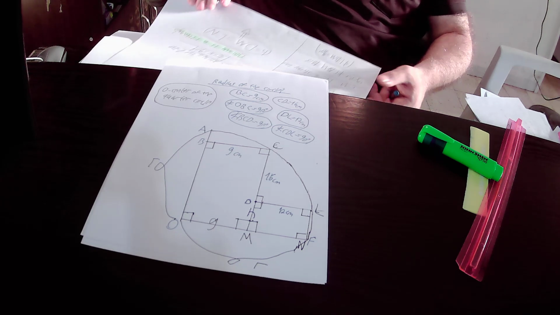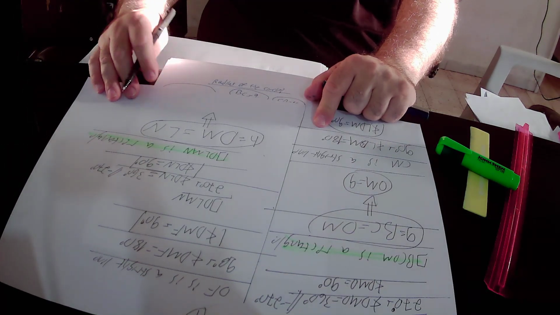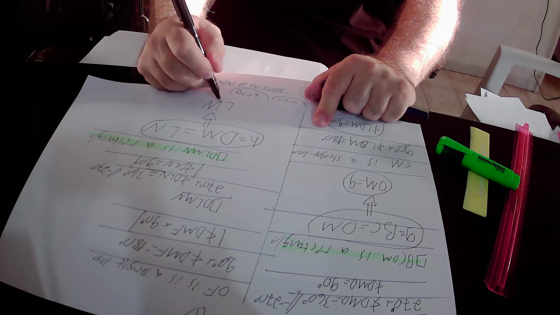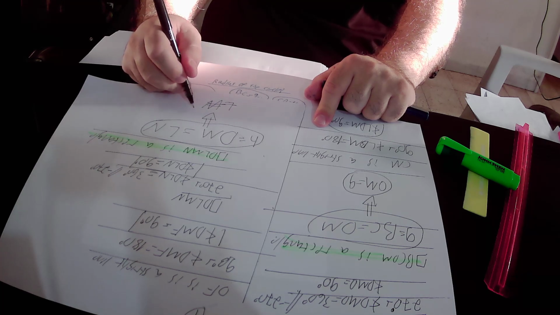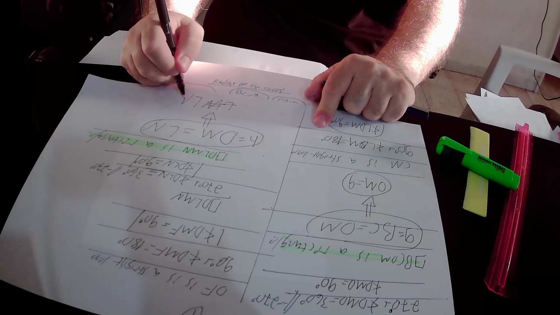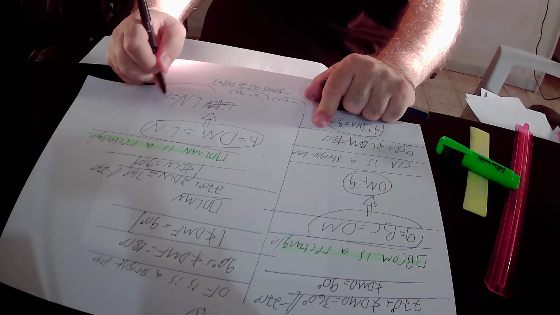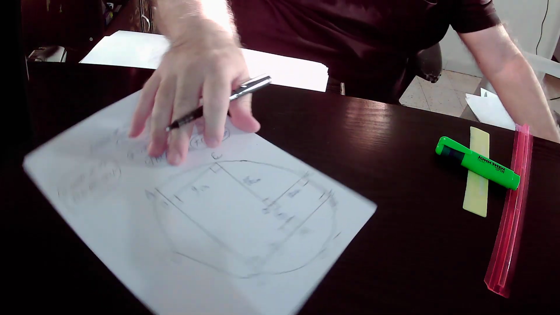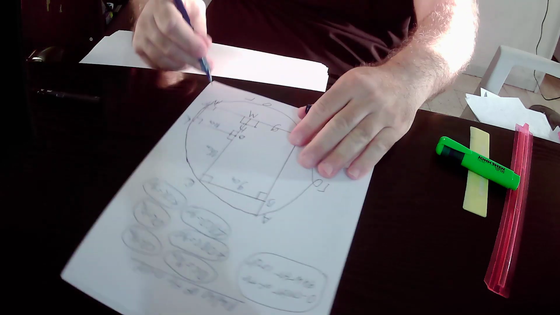And from this equation, H equals DM equals LN, we derive that side LN is also equal to H. Here side LN equals H. So write here that side LN equals H.